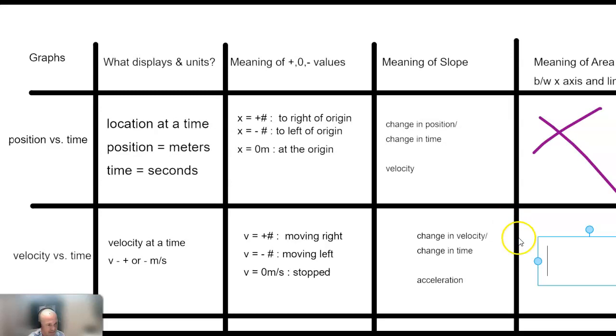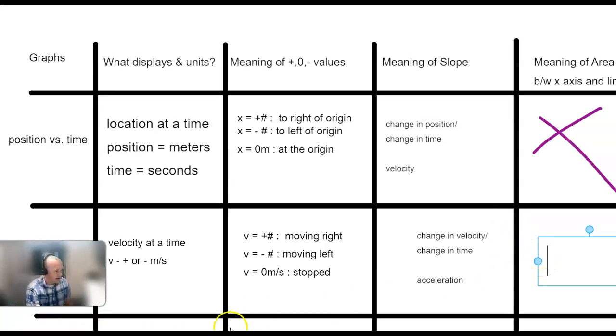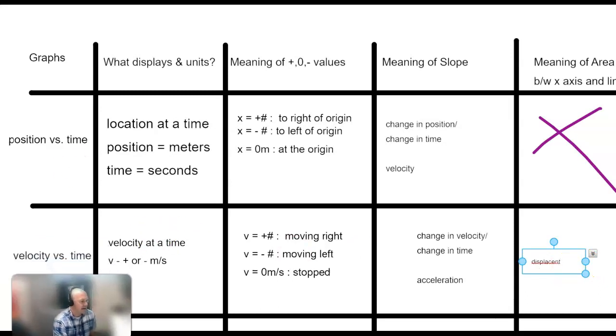So displacement, again, measuring how much you have changed your position. That is what the area tells us. So you might want to keep this handy as a note sheet that you can refer back to when you're working through either position versus time graphs or velocity versus time graphs, and get some information on it.